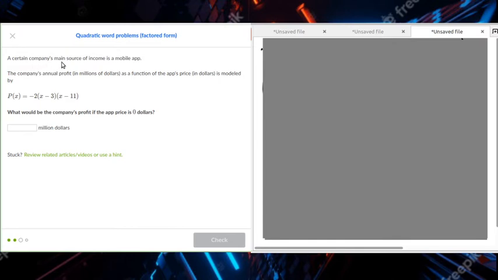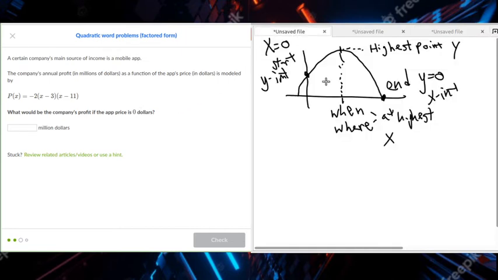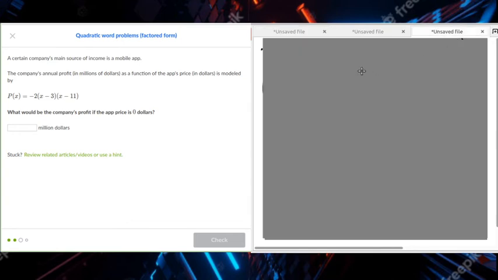A certain company's main source of income is a mobile app. Well, that sounds like one we did before too. The company's annual profit in millions of dollars as a function of the app's price in dollars is modeled by an expression. What would be the company's profit if the app price is $0? So again, if it's $0, when we start off at 0, how much money do we make? And we do that by substituting. So we don't have to find anything here. We can just substitute where x is equal to 0.